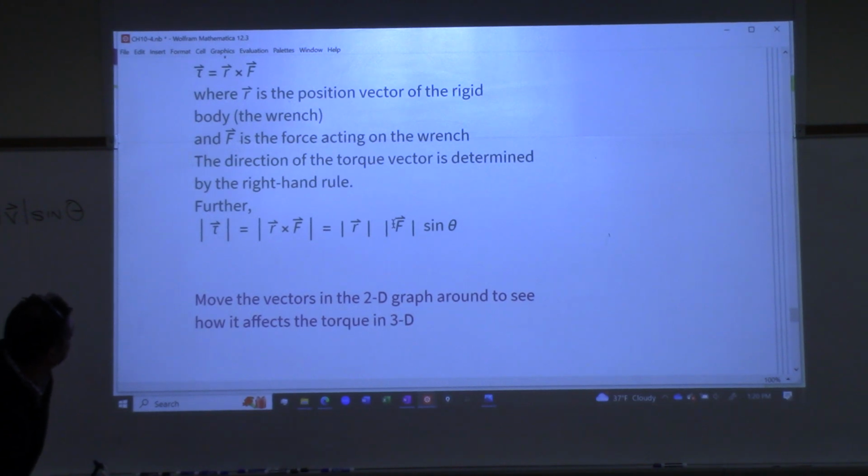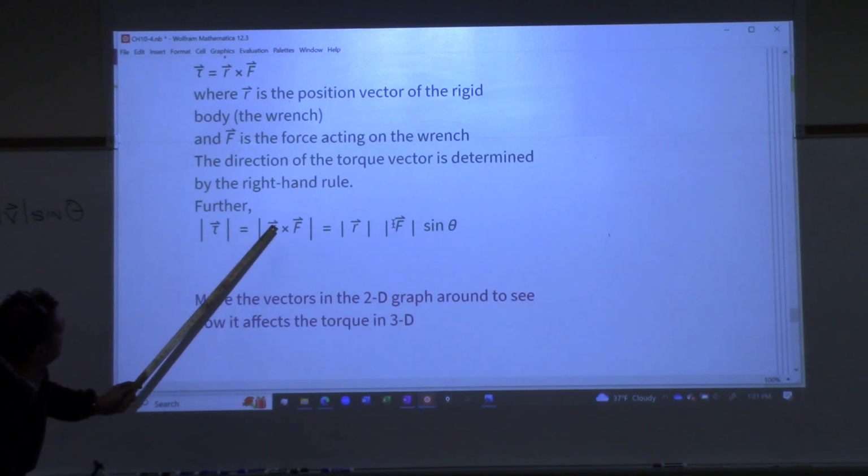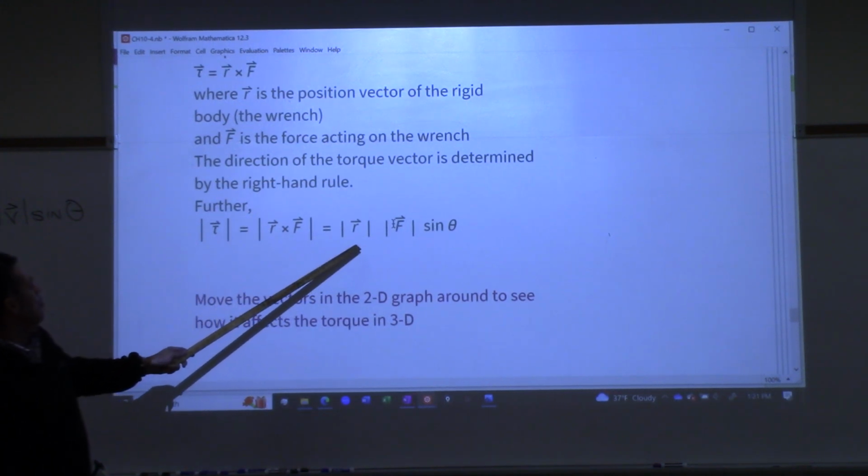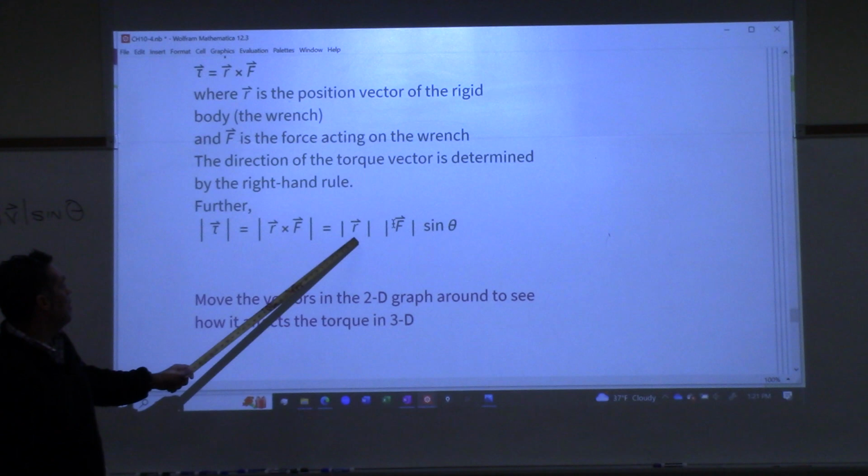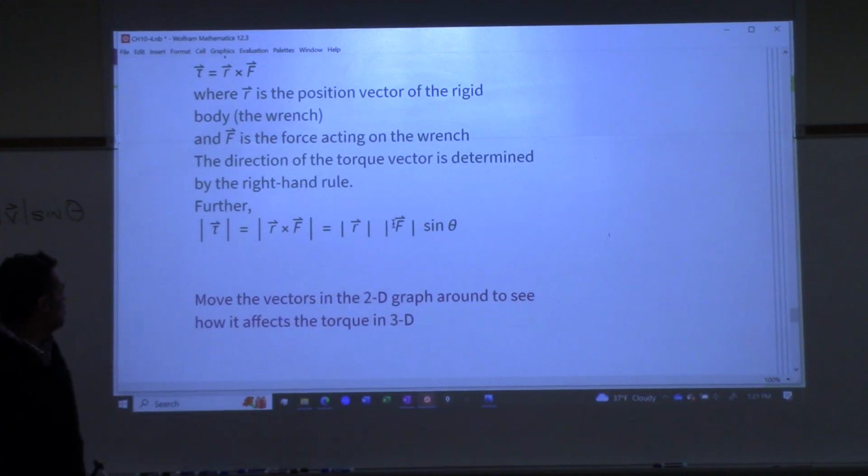Now, we use the right-hand rule, and remember that the magnitude of the torque would just be the magnitude of the cross product, which we know from that formula is just the magnitude of R times the magnitude of F times the sine of the angle between them.